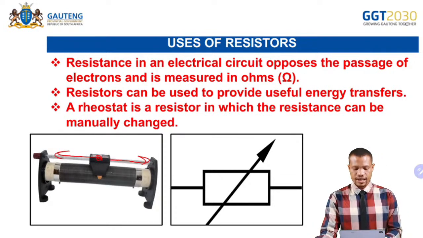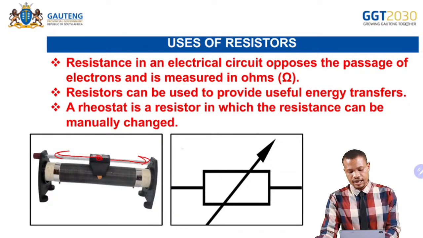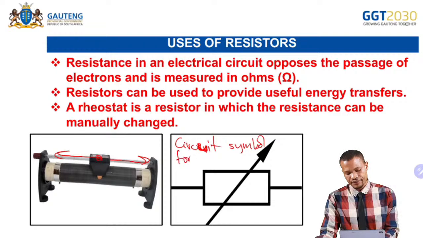And this is a what? This is a circuit symbol of a rheostat. Whenever you have a circuit diagram and you see this symbol, you must know that that's a rheostat. This is a circuit symbol for a rheostat. Okay.